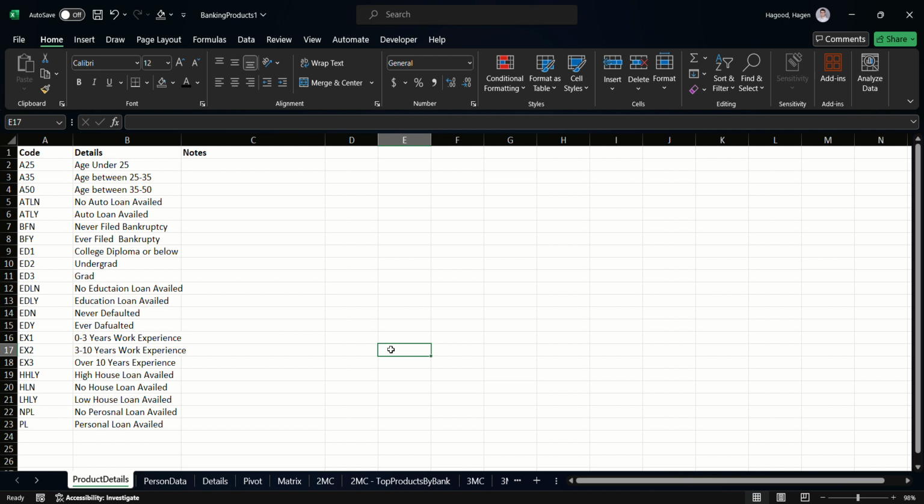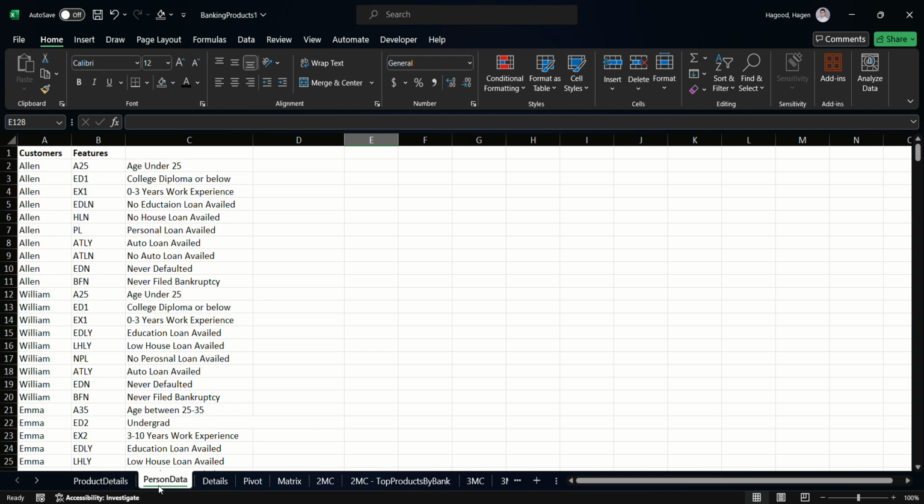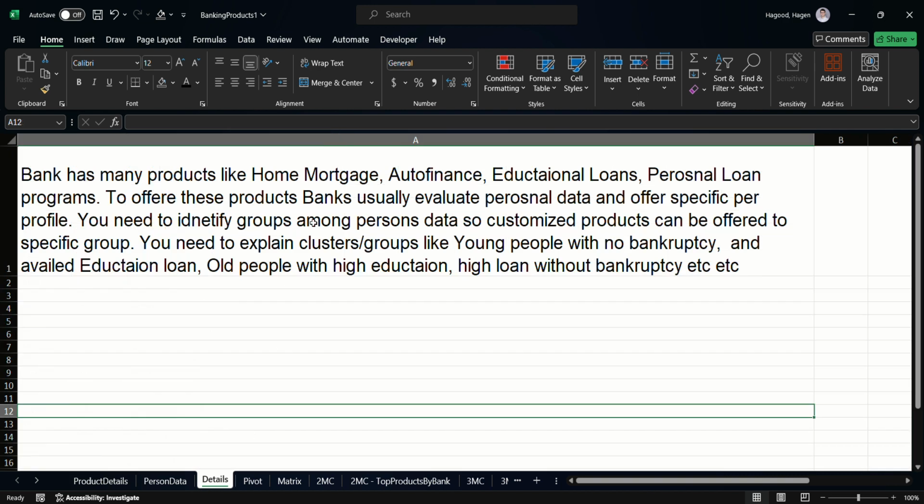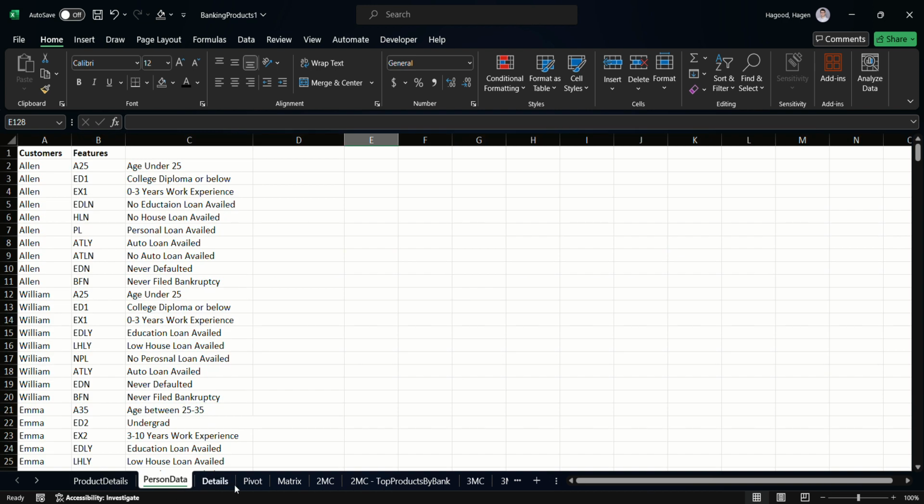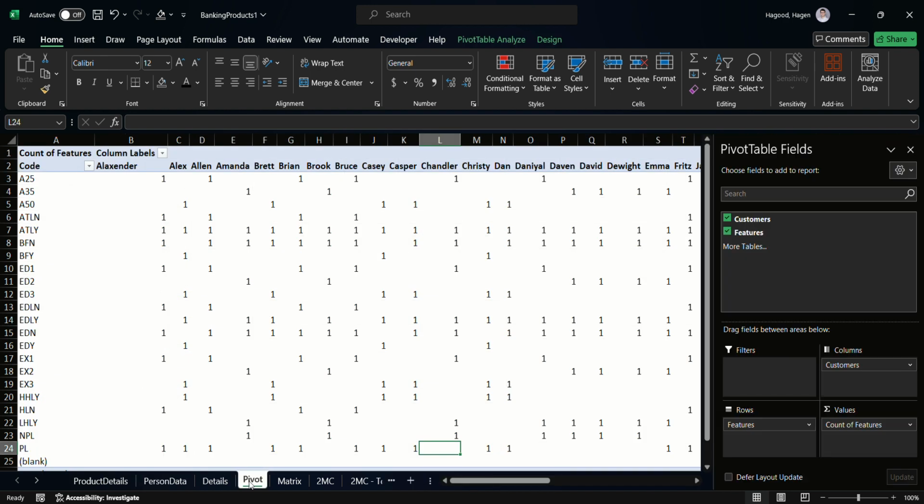For our project, we were given 3 different spreadsheets and a workbook. So we have the product details spreadsheet, the person data spreadsheet, and then this text group of details. Our first step in my project was to take the person data and turn it into a pivot table. As you can see, I used customers to create the columns, features to create the rows, and then for the values, I did a count of features.